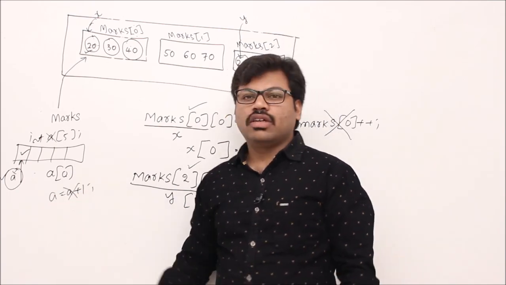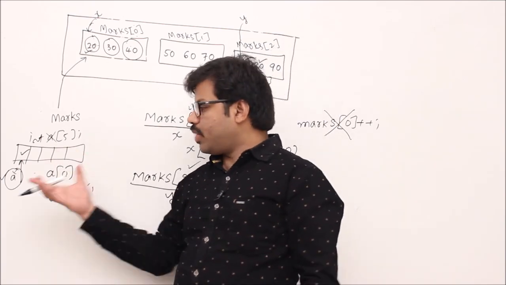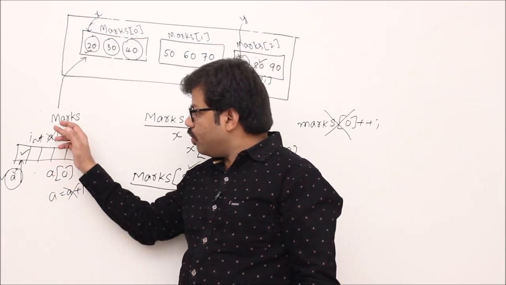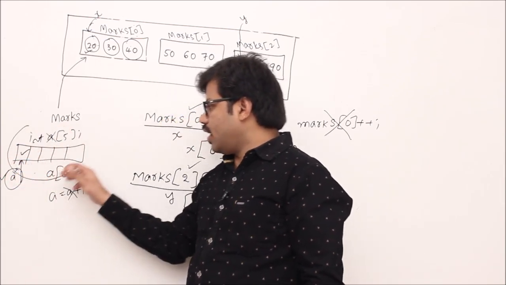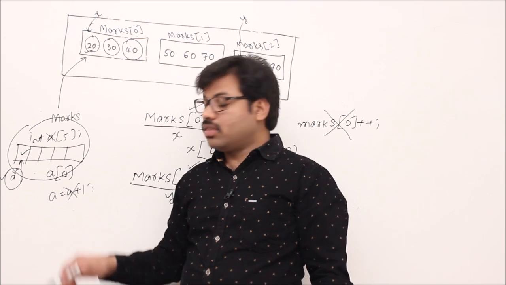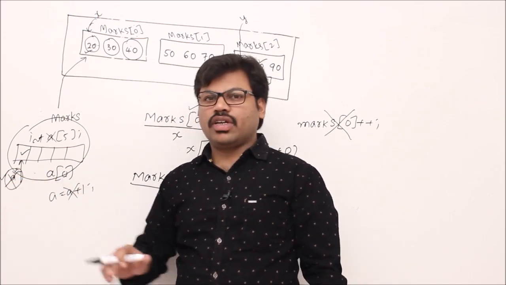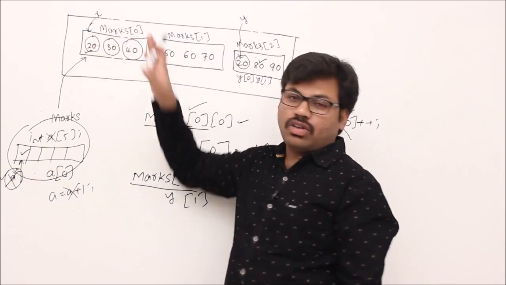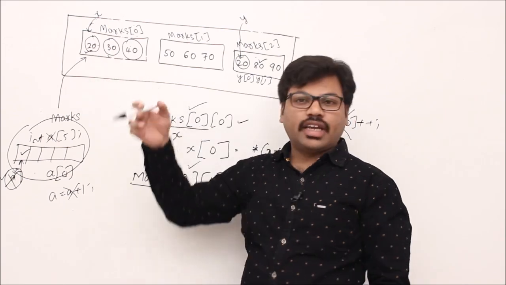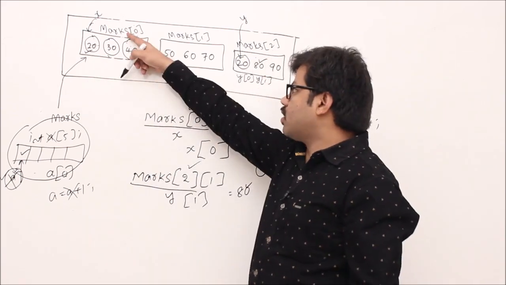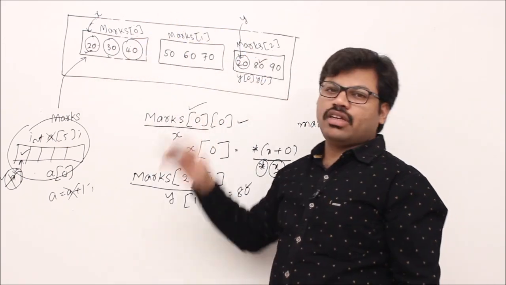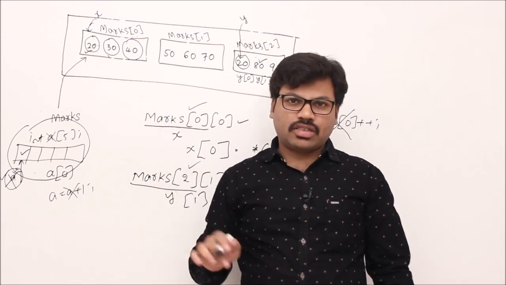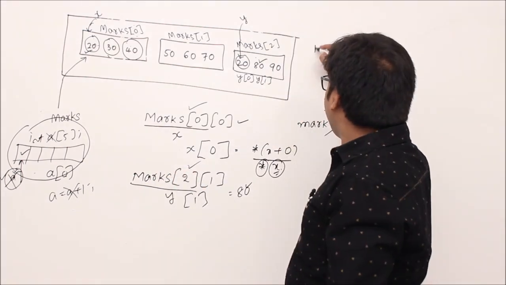The reason is, what does A represent? A represents the base pointer of this array, correct? So that base pointer cannot be modified. We know that. In the same way, marks of 0 is also a base pointer for this array that cannot be modified. You can't modify marks of 0, marks of 1, marks of 2, anything. Similarly, you can't modify marks. But we can modify this one.